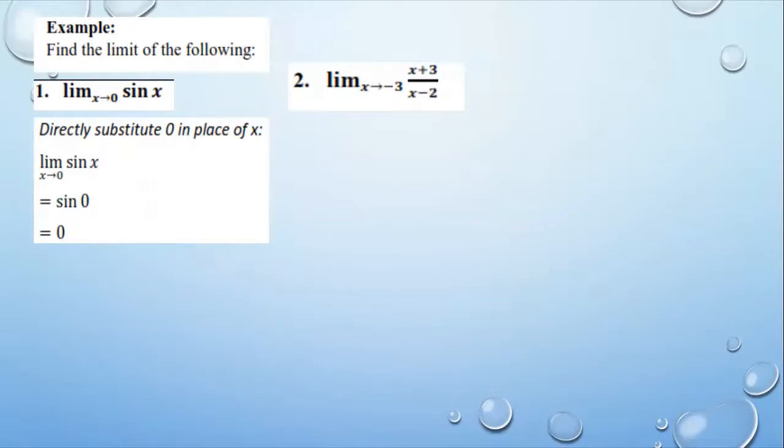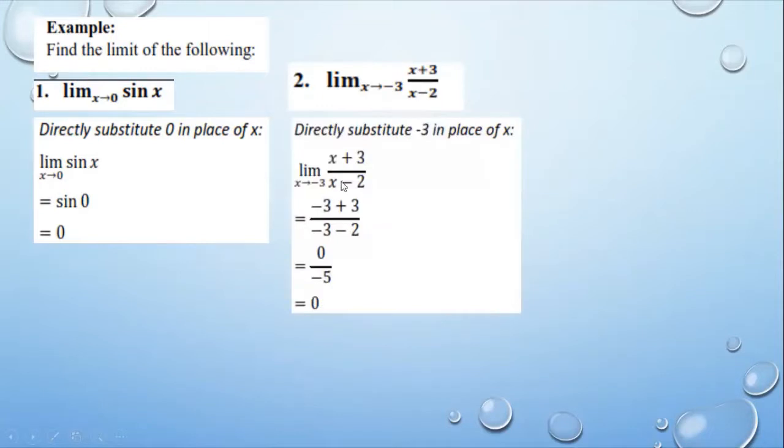Now next one, if you have something like this, limit as x approaches -3. Instead of x put -3. So when you substitute, you can see -3 plus 3 is 0, 0 in the numerator, but in the denominator you're getting -5. So 0 divided by any other number will give you 0. You can just press it in the calculator, you'll see. So the answer is 0, the limit is 0.